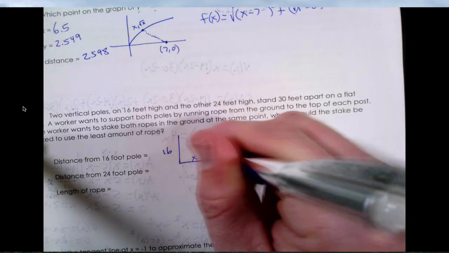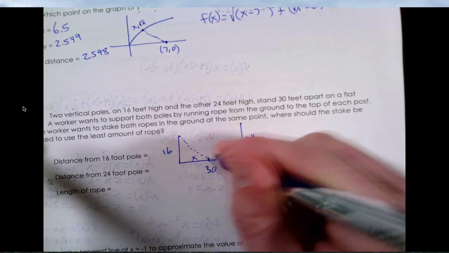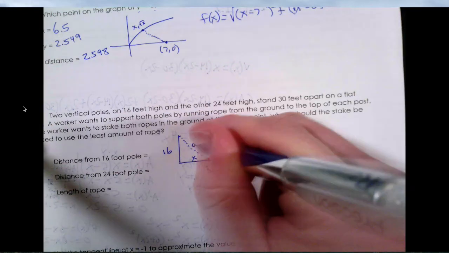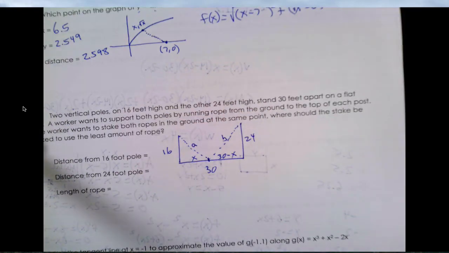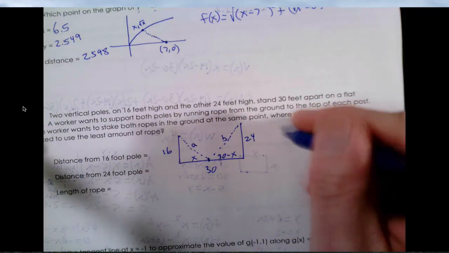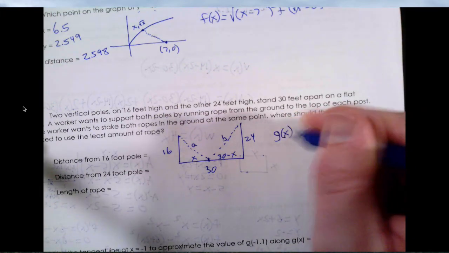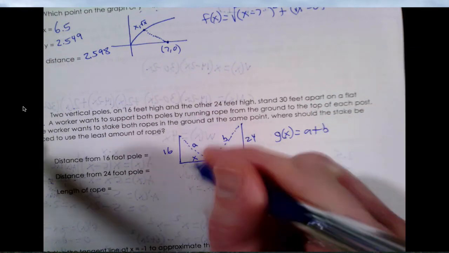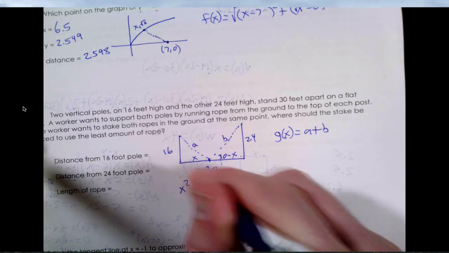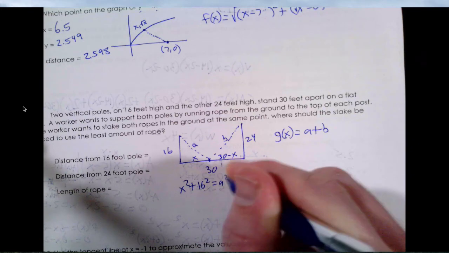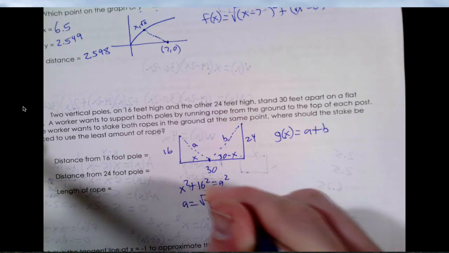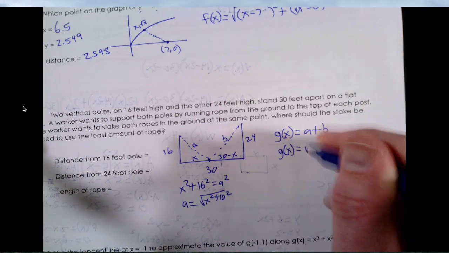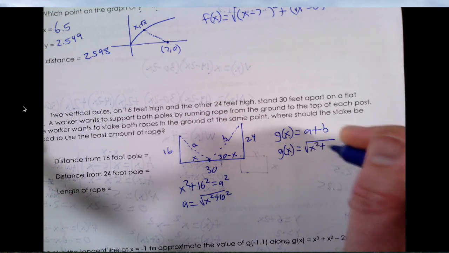All right, so essentially, there's your support line to that pole. There's your support line to the top of that pole, giving you two right triangles. The distance of the rope here is A. The distance of the rope here is B. I'm just going to use this as a little bit of middle ground. Okay, now I have, let's call it g of x is a plus b, and I need a and b in terms of x. Okay, so I'm going to do Pythagorean theorem on this triangle. That would be x squared plus 16 squared equals a squared. So a equals the square root of x squared plus 16 squared. Let's put that in up here. G of x equals the square root of x squared plus 16 squared.